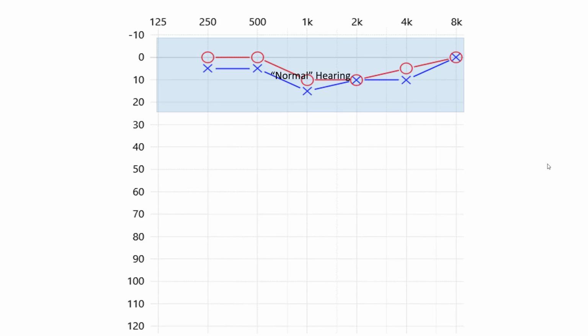So in this case, this person has been responding at all those different frequencies or pitches in the normal range. They have normal hearing in both the right and the left ear.